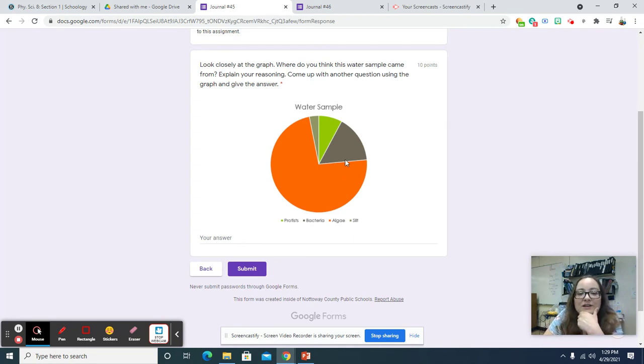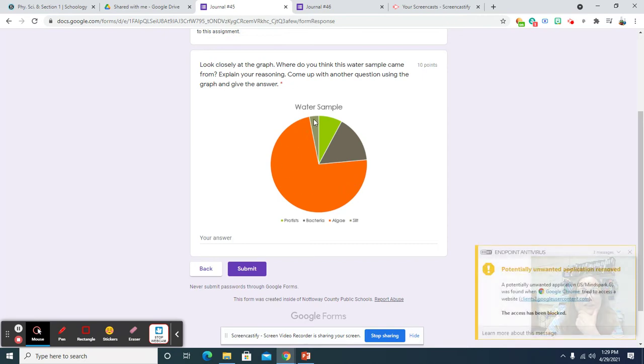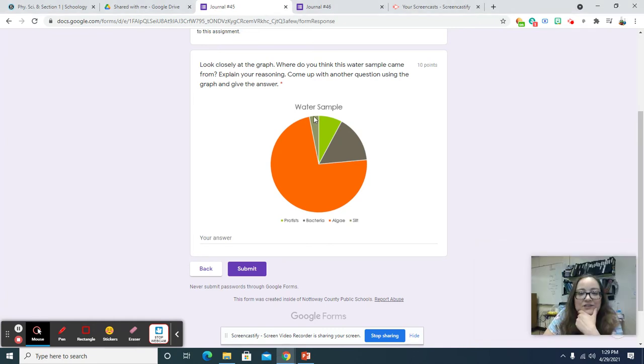Then bacteria is this dark gray. And again, bacteria is not going to be something that's any good. Then algae is this orange area. And then this here is silt. This little light gray area here is silt. And silt is just very fine dirt that's so fine it's not settling down. It's suspended in the water.